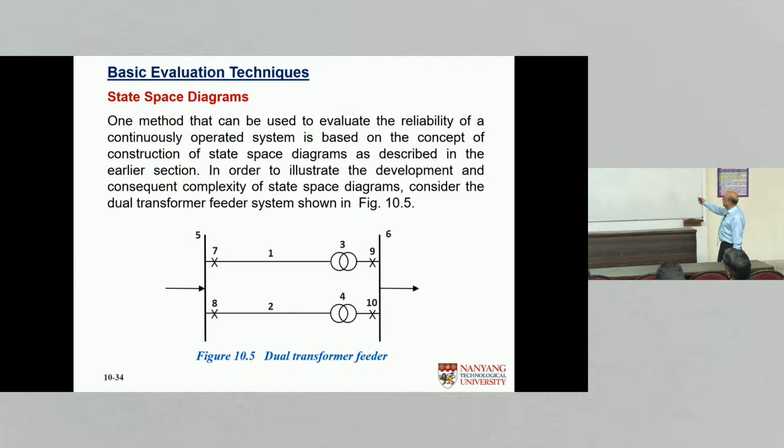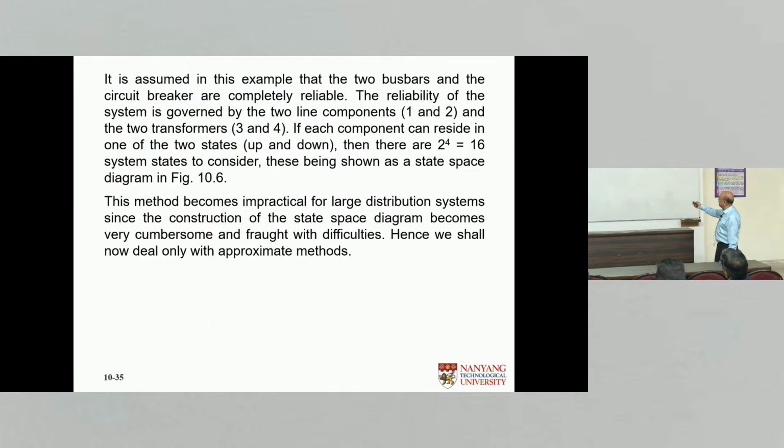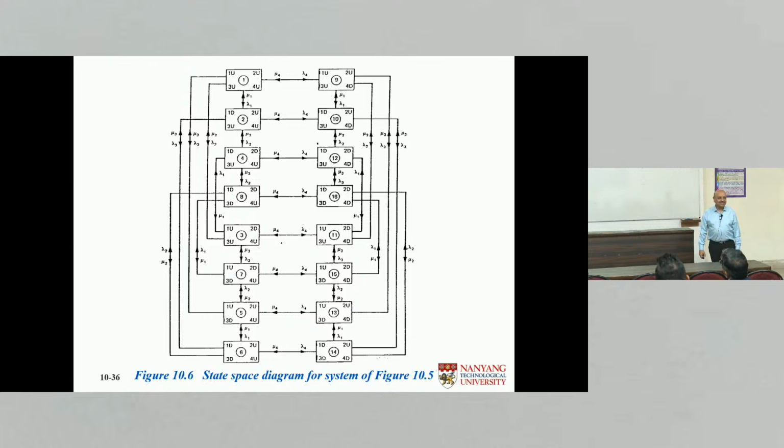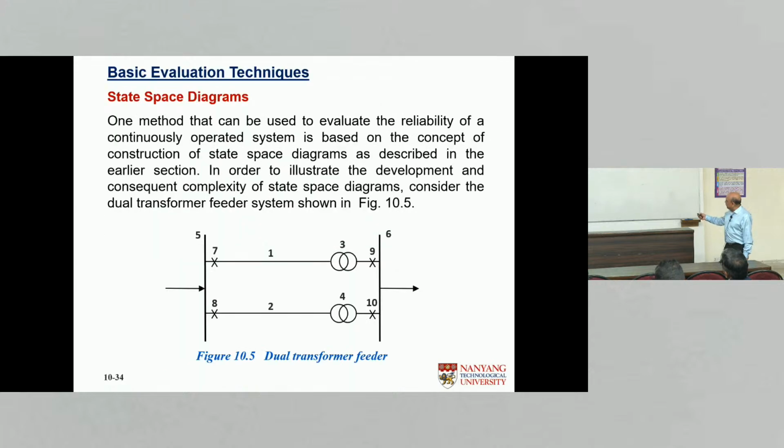So in order to illustrate the development and complexity of state space diagrams, consider this feeder and see what it looks like in a state space diagram. If you consider the total states, now let's go back. I'm considering bus bar 5 and bus bar 6 to be fully reliable. The reason is simple. If there is a failure of bus bar 5, everything fails, right? So it is a first order failure. If you remember the minimal cut set technique, it's a first order failure. Similarly, bus bar 6 is a first order failure.